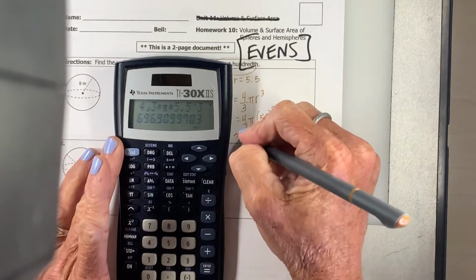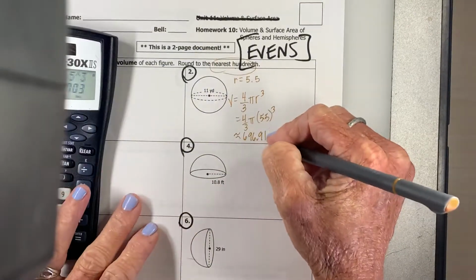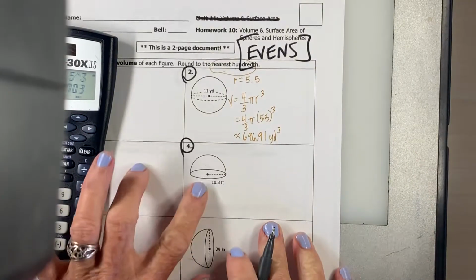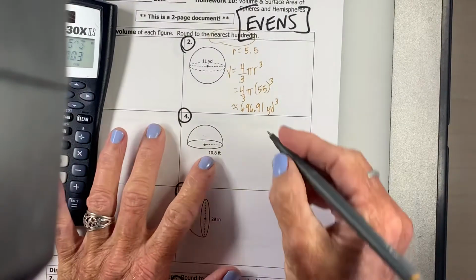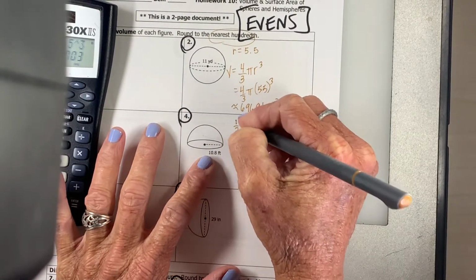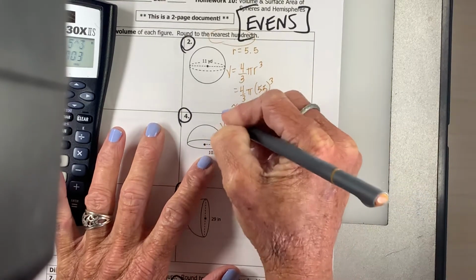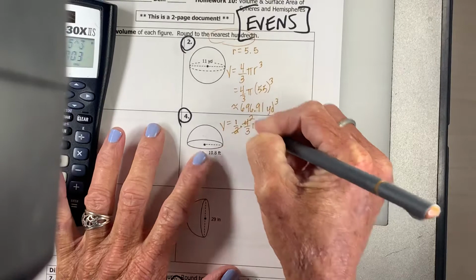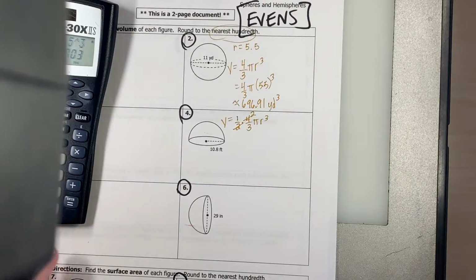So this is approximately 696.91 cubic yards. The hemisphere holds half as much as a sphere. So we want to take the formula and cut it in half. So we'll do a half of 4/3 pi r cubed. Well, that's just going to be 2/3 pi r cubed. That's essentially the formula for the volume of a hemisphere.